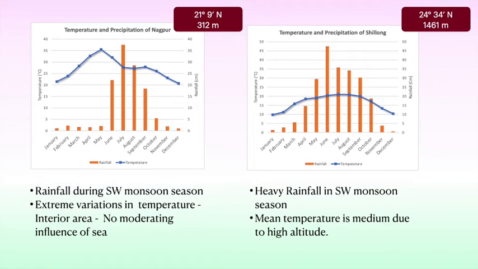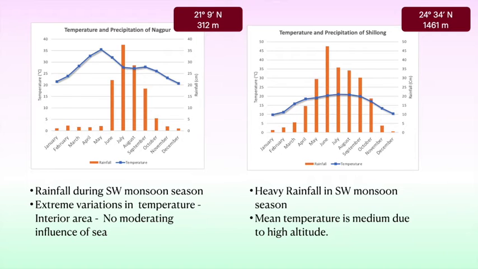The next is Shillong. There is not much fluctuation in the temperature because of its altitude. It has moderate temperature throughout the year. Moderate temperature on the lower side, not much fluctuation. That is the point we have to make.